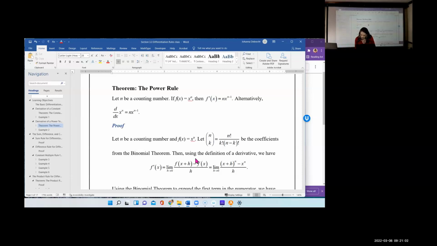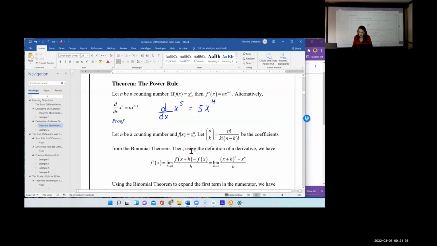So let's say that I gave you something that looks like the derivative with respect to x of x to the 5th power. Pull the 5 to the front, then write the variable, reduce the power by 1, so you get 5x to the 4th. All right. Okay.